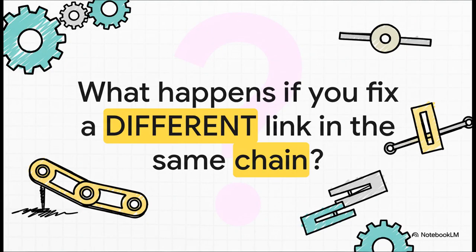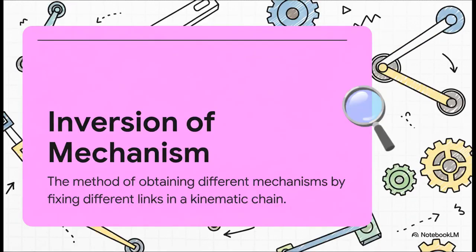And this leads us to a really cool question that uncovers a super powerful engineering secret. You've got this chain of, say, 4 links. You made a mechanism by fixing the first one. Okay, cool. But what if you unbolted that one and instead you decided to fix link number 2? The answer is this brilliant idea called inversion. And it's basically a design superpower.